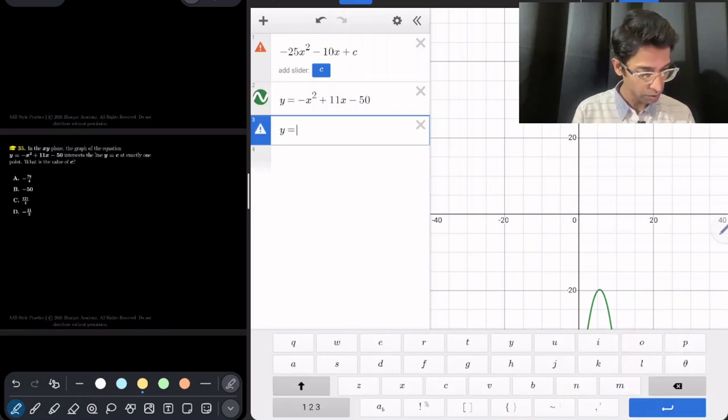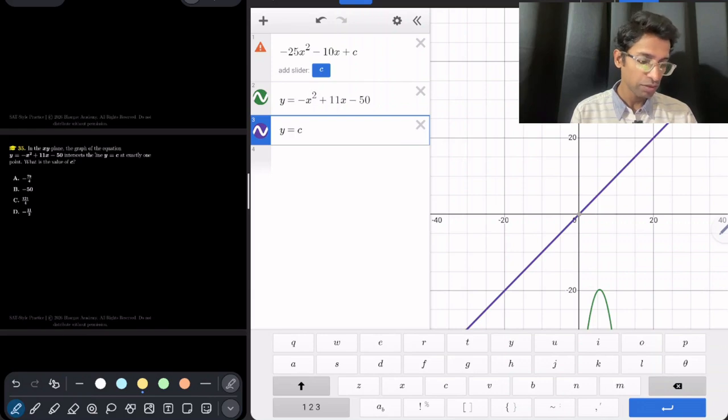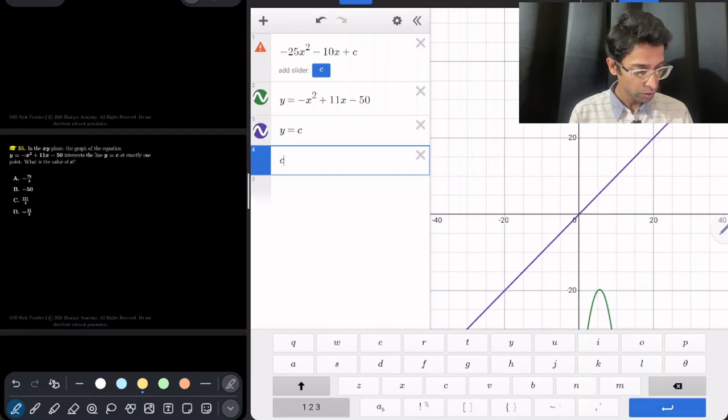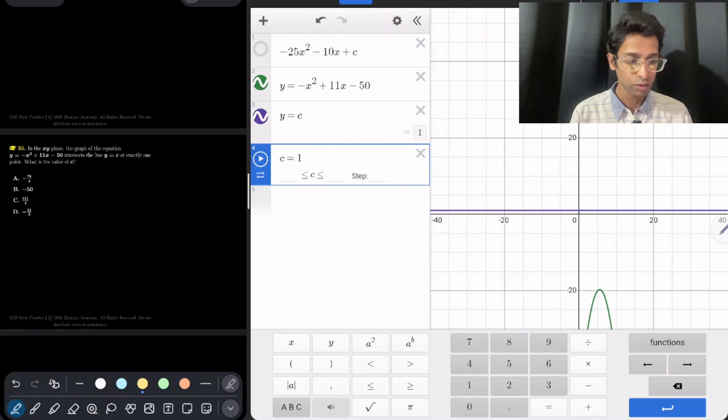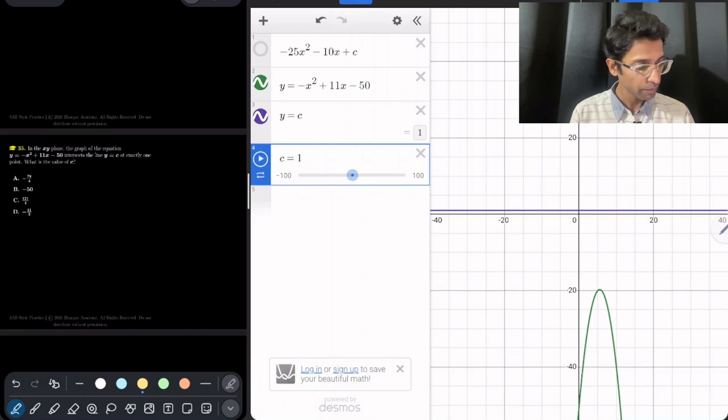y equals c. Now here please pay attention. Desmos is acting a little bit stubborn. It's not giving us the slider for c. So what do you do? You go to the next line, type down x equal to 1. Now once again set the default settings to minus 100 to 100, and now let's play around with c to see the green parabola and the violet line touch at exactly 1 point. So let's see when that is happening.